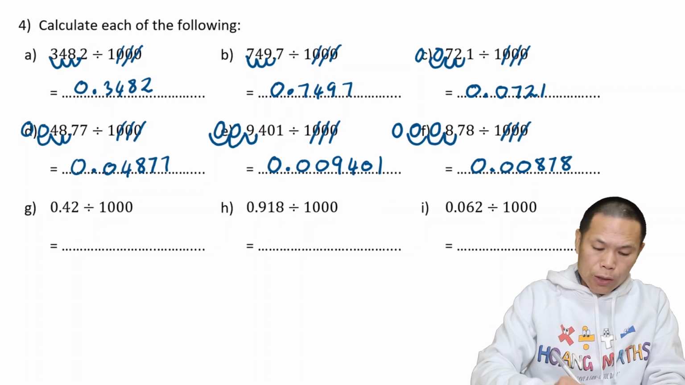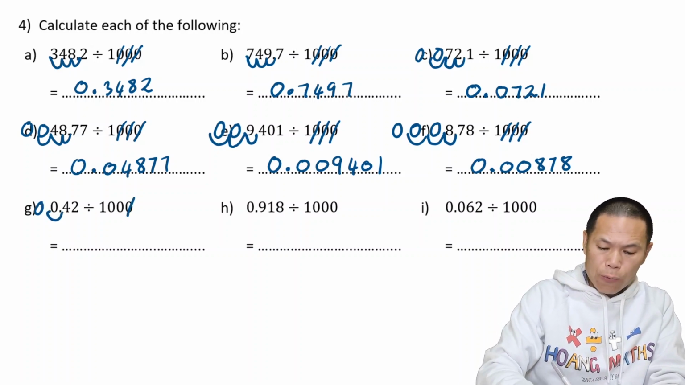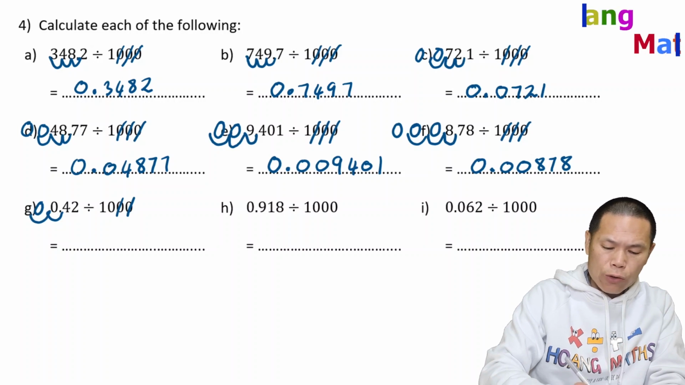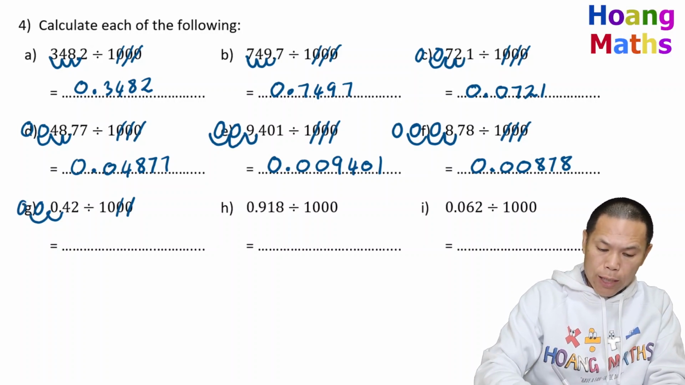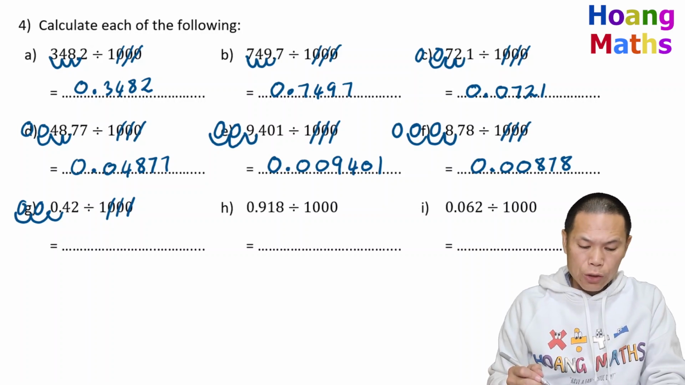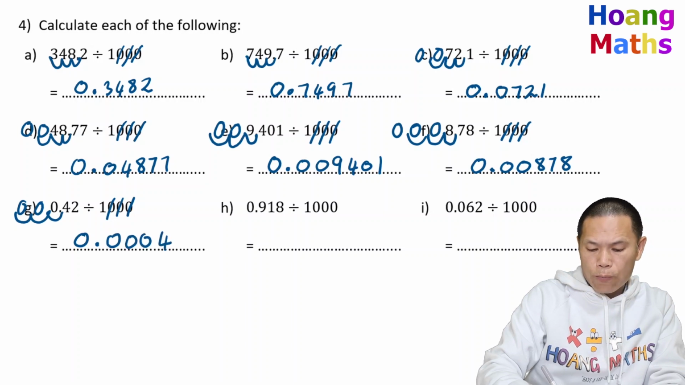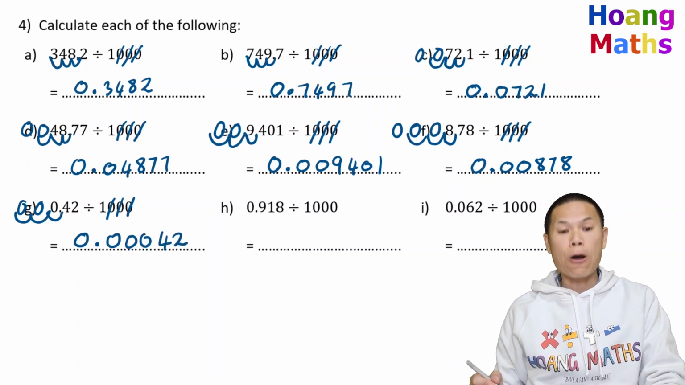Part G. So we cancel this 0, move 1 unit to the left. And we cancel this 0, we move 1 unit to the left. And we cancel this 0, we move this decimal point to the left. So that becomes 0.123042. So there you go.